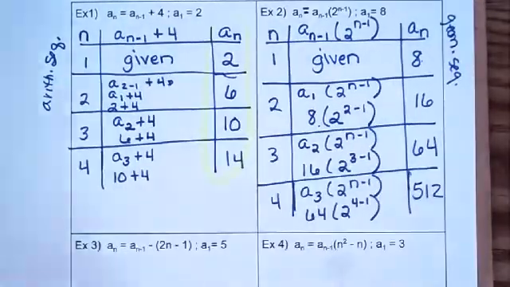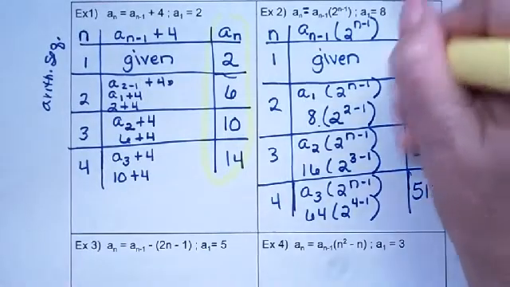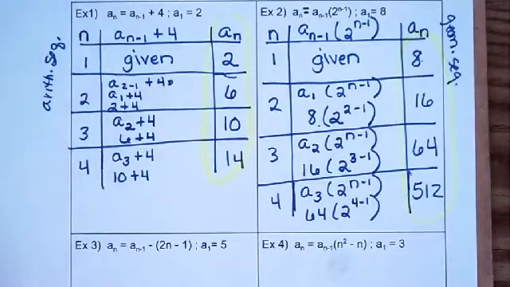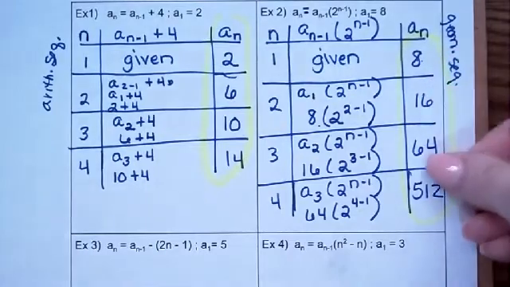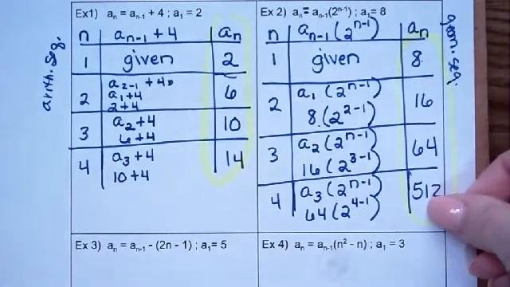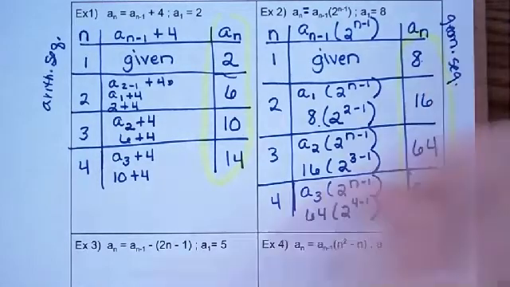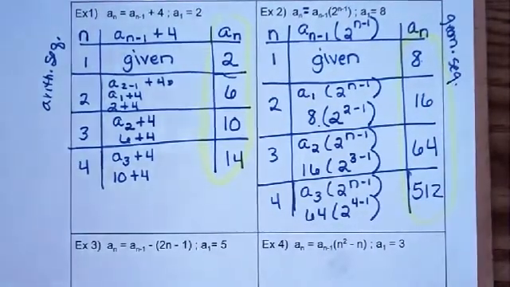So again, right here are my answers, my first 4 terms. Right there. 8, 16, 64, and 512. And if we notice, that's multiplying by 4 each time, or multiplying by 2, okay? Or the power of 2, okay?